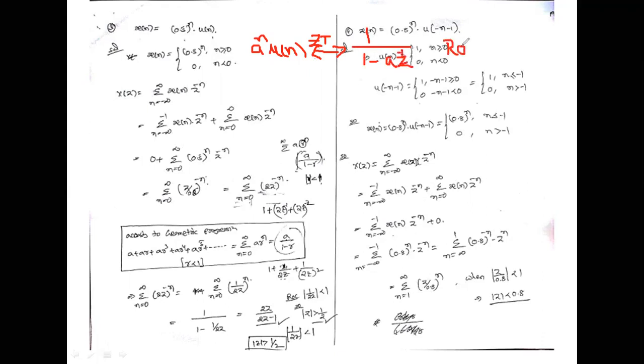with ROC, the region of convergence, z is greater than a.